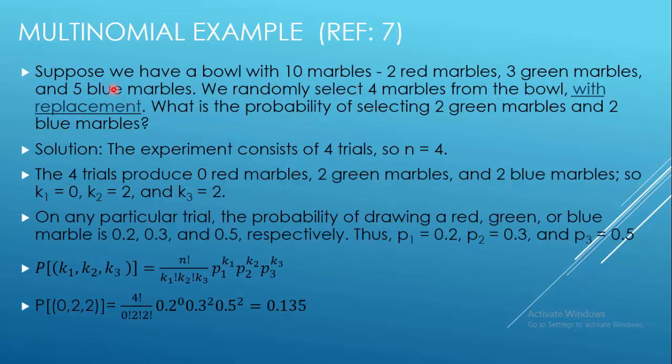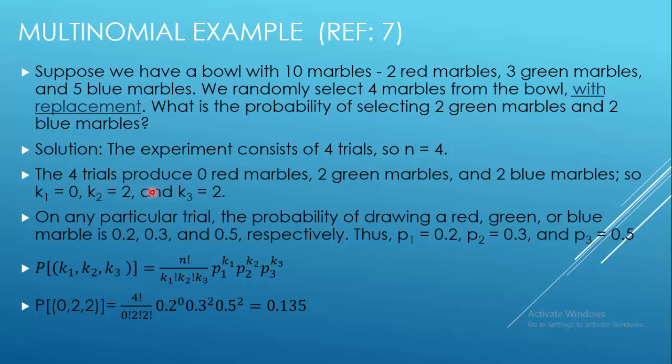Another example: suppose we have a bowl with 10 marbles, 2 red marbles, 3 green marbles, and 5 blue marbles. We randomly select 4 marbles from the bowl with replacement. What is the probability of selecting 2 green marbles and 2 blue marbles? So here the experiment consists of 4 trials. As it says, we randomly select 4 marbles from the bowl, so the total number of trials is 4, or n is equal to 4.